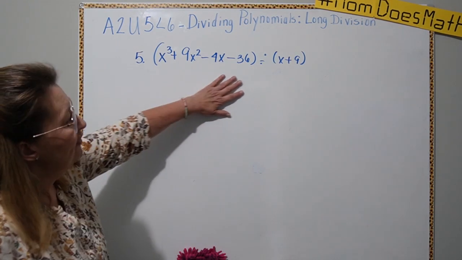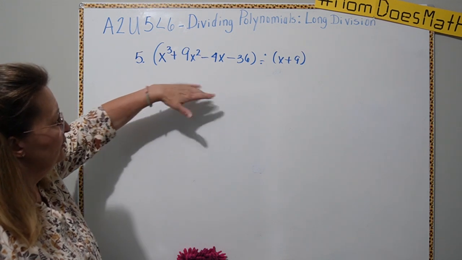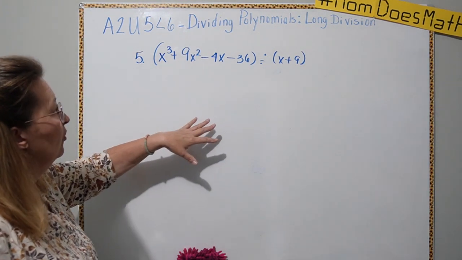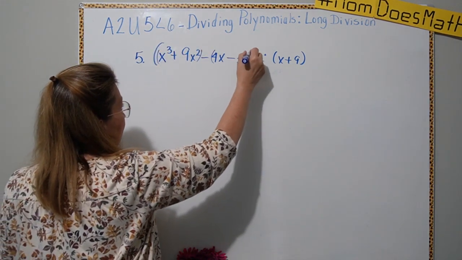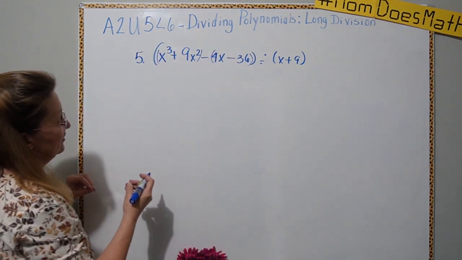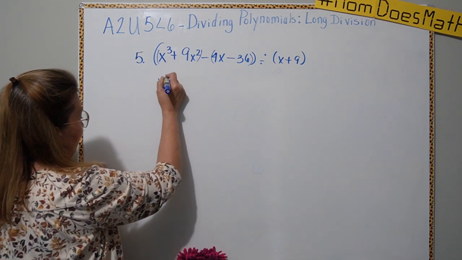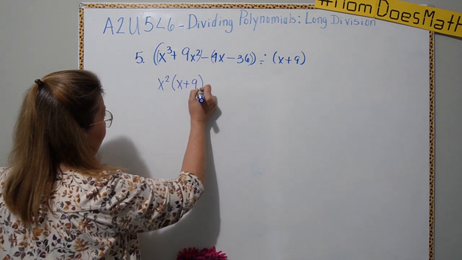Okay, let's look at number 5. So we have this beginning polynomial. We need to factor it. Now there are 4 terms. So first look for a greatest common factor, and there's not one. So we're going to factor by grouping. I'm going to group this and take out the greatest common factor. Now the greatest common factor between these two is x squared. So I'll have x plus 9 left.